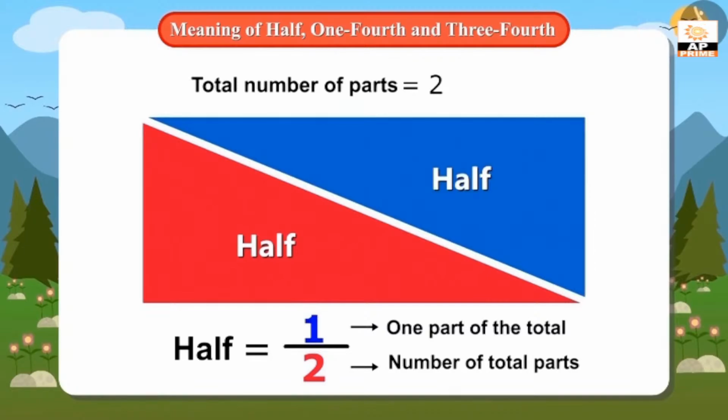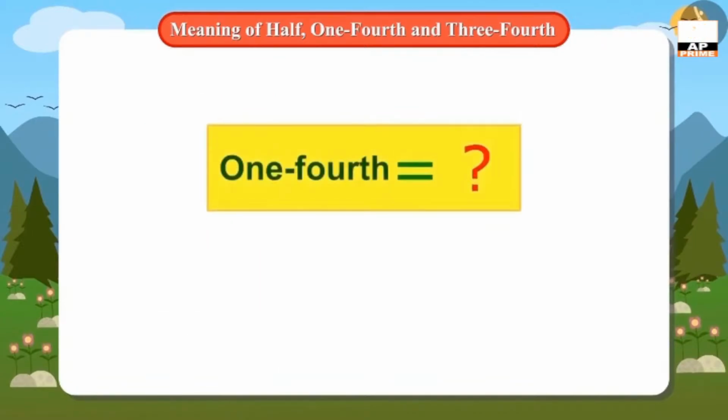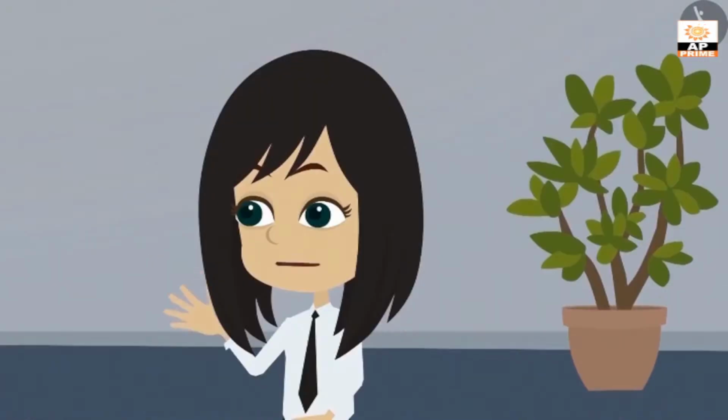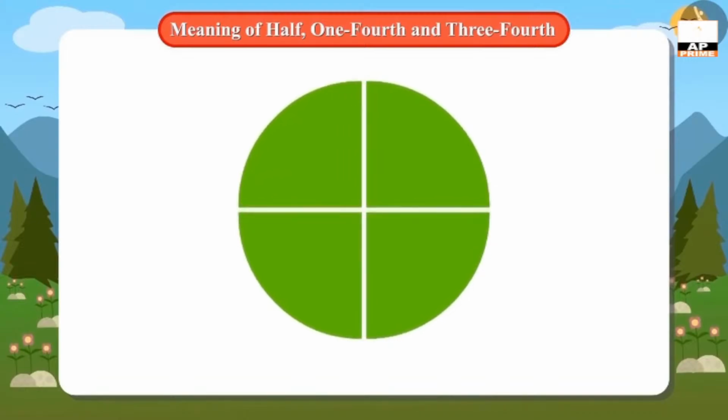But how do we read it? It is read as 1/2. That is 1 out of 2 parts. And how do we write quarter? Exactly like I have written half, you can also write quarter. Let me try. 1 out of 4 equal parts of this figure is called quarter.